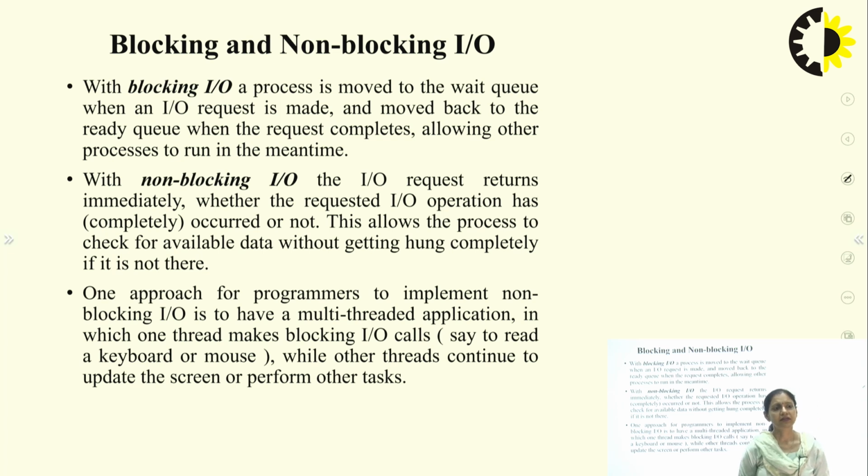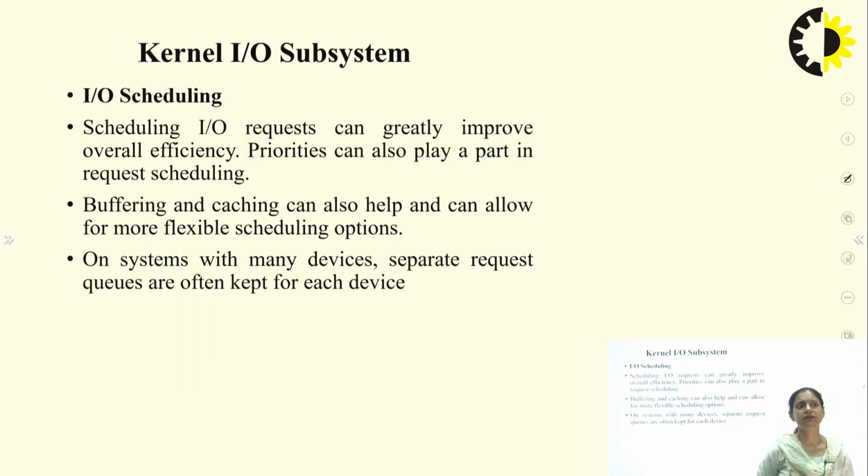So we have an approach of multi-threaded applications in which one thread makes blocking IO calls. As we have seen, when you block the IO call, the process has to wait. But here the process will be waiting only by one thread. The whole process will not get halted, while other threads continue to update the screen and perform other work. Scheduling IO requests can greatly improve overall efficiency. Priorities can also play an important part in request scheduling. Buffering and caching can also help and allow for more flexible scheduling options.